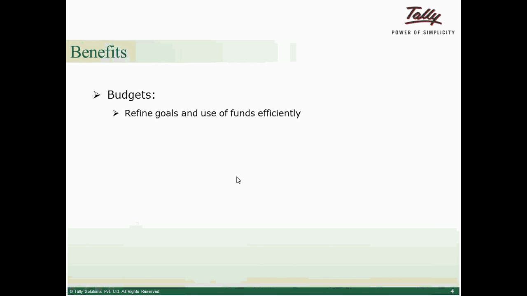So what are the benefits of budgets? By doing budgets, a business can refine goals and use funds efficiently. You can refine your goals now and then if you want, and then use the funds available in the company efficiently. Then there is accurate evaluation of financial activities. At the beginning of the financial year you might have estimated that your salaries will be 2 lakh per year. But when you see what is actually expended and compare it with your budgeted amount, you can accurately evaluate what is happening in the company's financial activities.